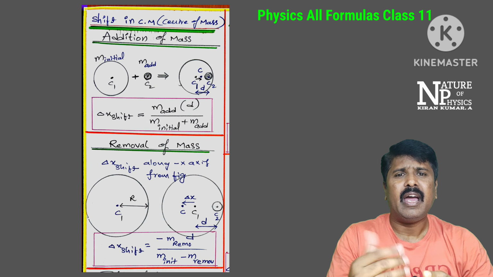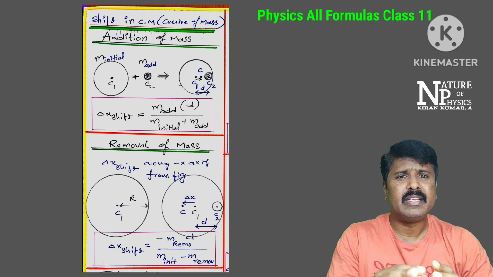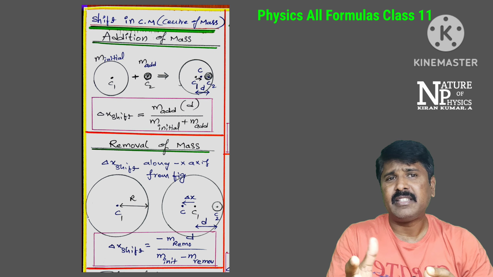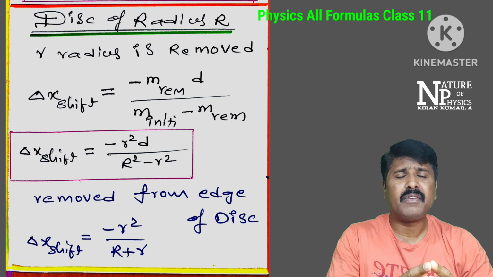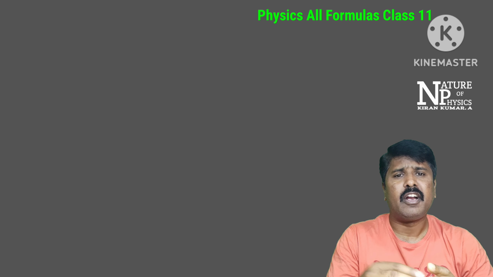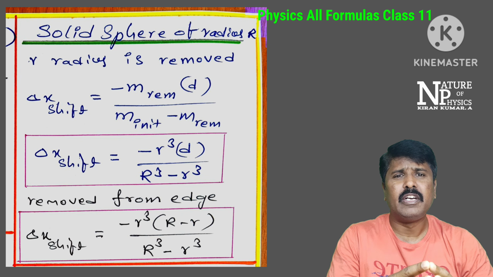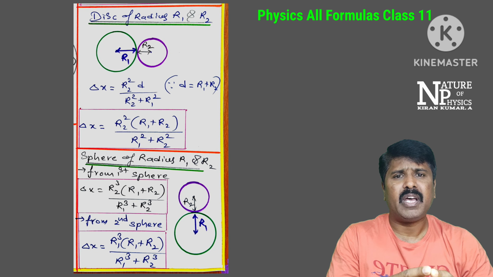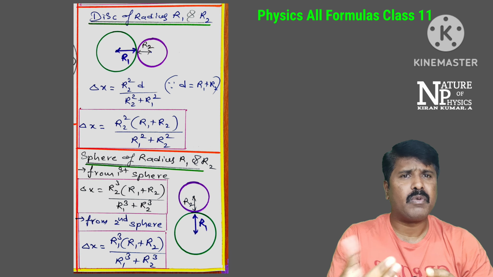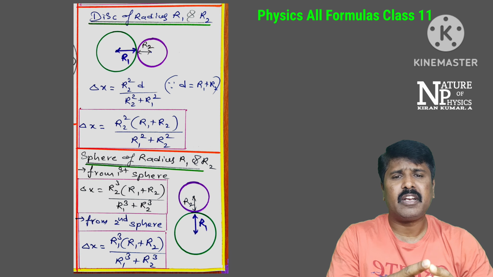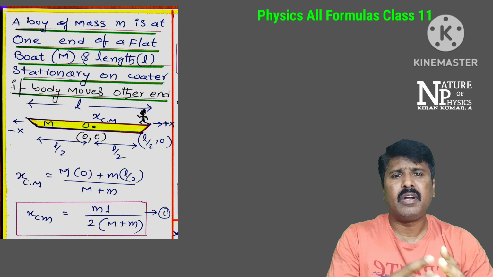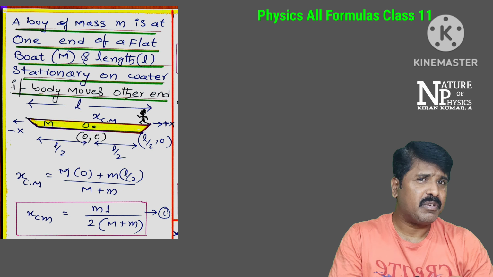See, student, on addition of mass and removal of mass, the center of mass changes; that shifting of the center of mass I gave you. A disk with a smaller radius removed and the shift in the center of mass, and also a solid sphere of smaller radius removed from a sphere of capital R radius. We have formulas for that, and also two disks of radii R1 and R2 and their combined center of mass, and two spheres R1 and R2 combined. This is also very useful.